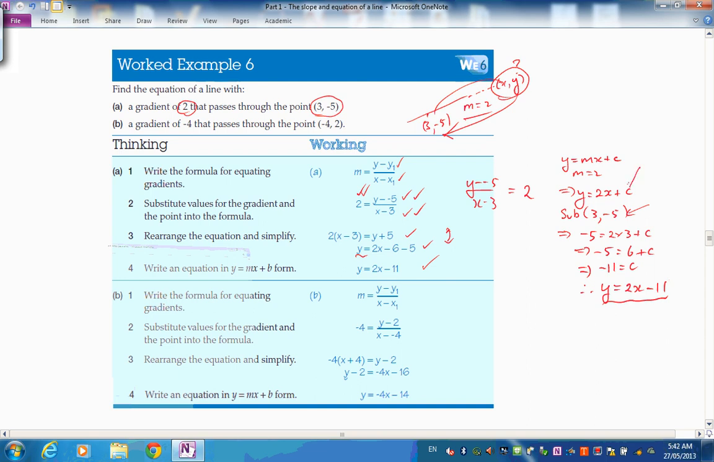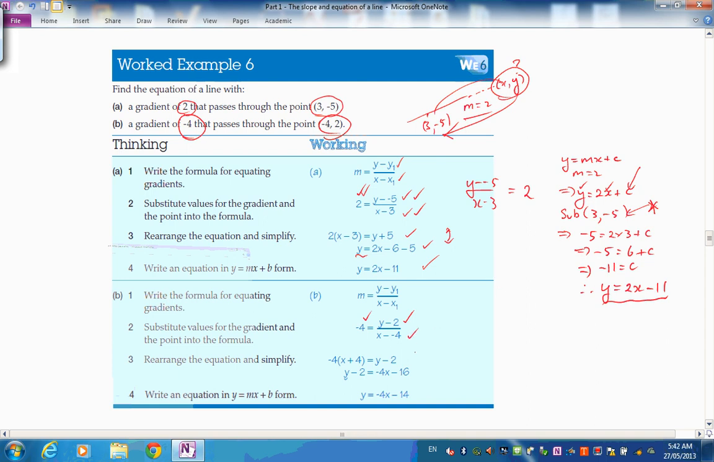We could just take it from the graph if we could see where it crossed the y-axis, but generally we don't know that, and so we have to use a known point and substitute its x and y in place there to backtrack and find c. Let's do the second one up here now, the gradient of neg 4 through a point neg 4, 2. So doing the same thing, neg 4 equals y take 2 over x take neg 4.